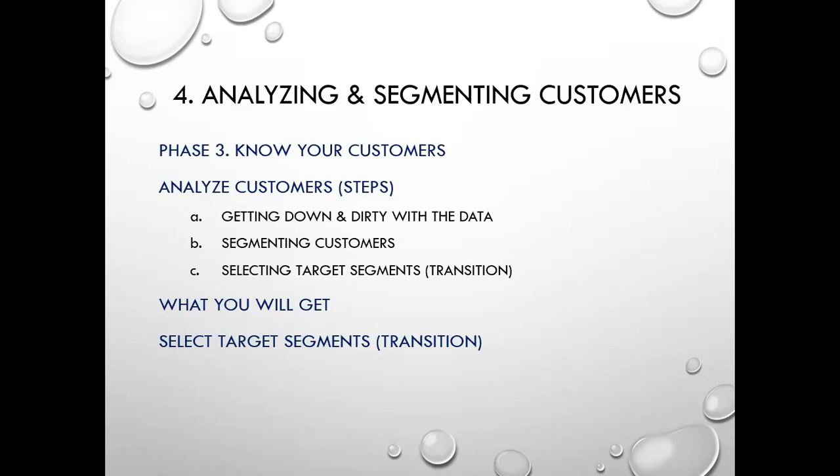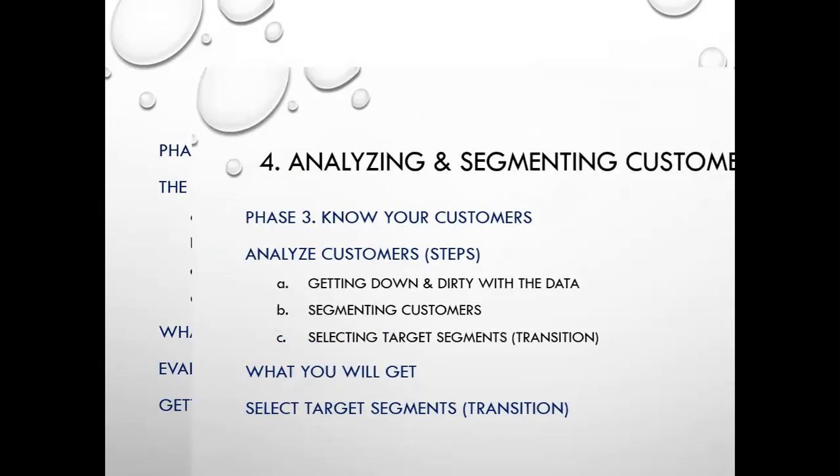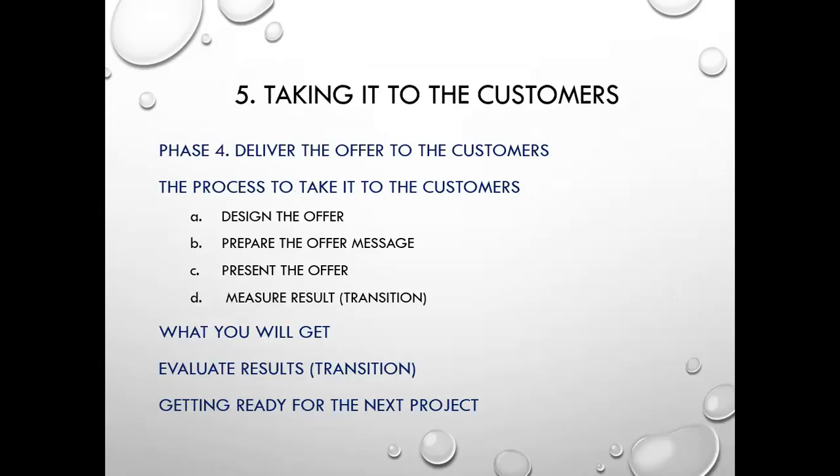So we move to our next topic, that is taking it to the customer. We can explain this topic with the fourth phase of the CRM program lifecycle. The first step is to deliver the offer to the customer. That is the final step. After this step, we start the cycle of the CRM again.